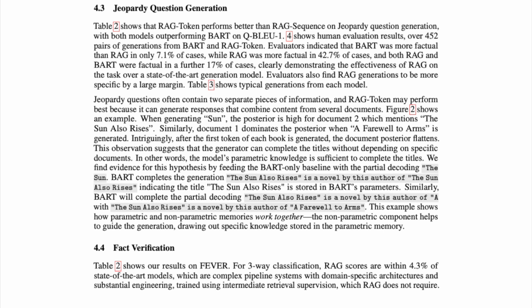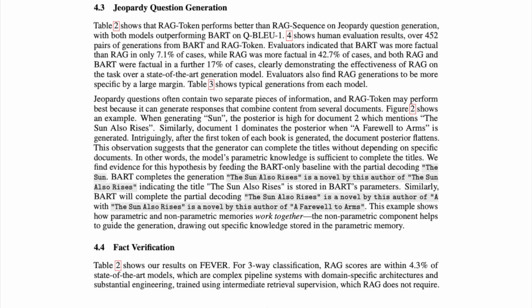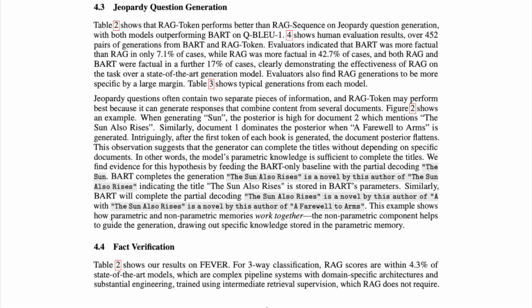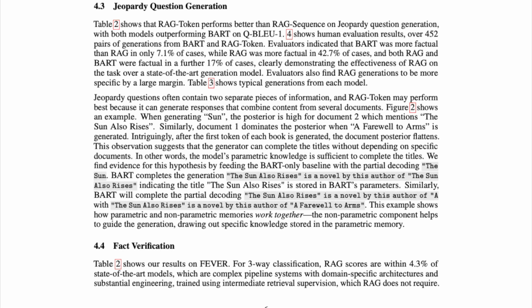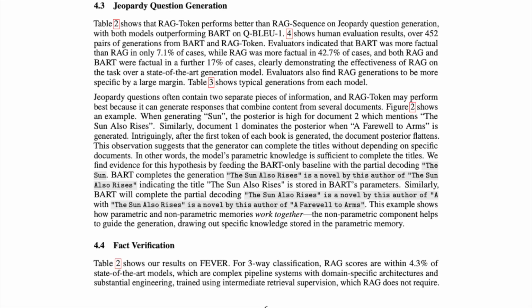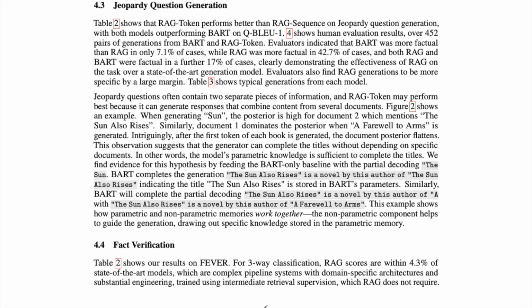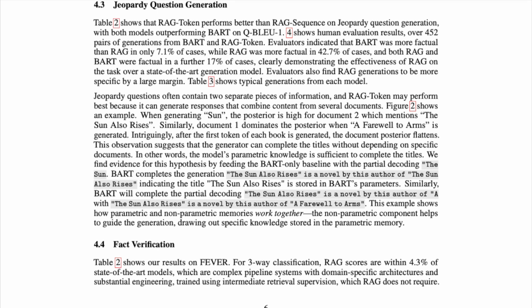Evaluators also find RAG generations to be more specific by a large margin. Table 3 shows typical generations from each model. Jeopardy questions often contain two separate pieces of information, and RAG-Token may perform best because it can generate responses that combine content from several documents. Figure 2 shows an example. When generating Sun, the posterior is high for document 2, which mentions The Sun Also Rises. Similarly, document 1 dominates the posterior when A Farewell to Arms is generated.